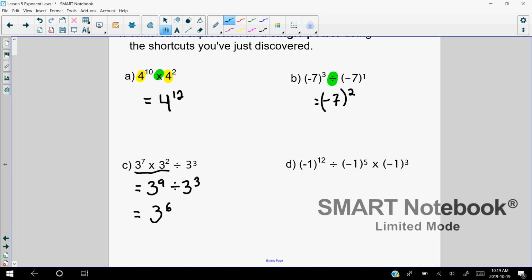All right, next one. My bases are the same, which means I can start with my first step. It's division, which means that I subtract the exponents. 12 minus 5 is 7. And then write out my last step. And since this is multiplication, I can now add the exponents. 7 plus 3 is 10. So my final answer is negative 1 to the power of 10.